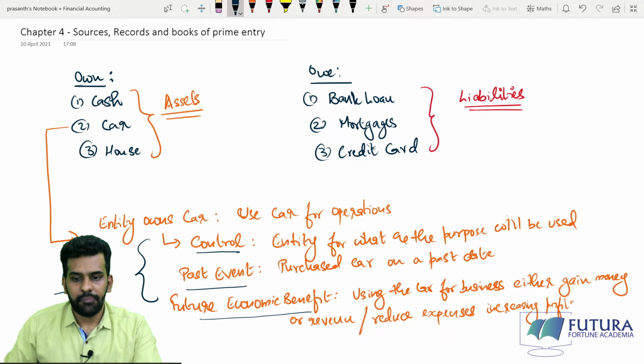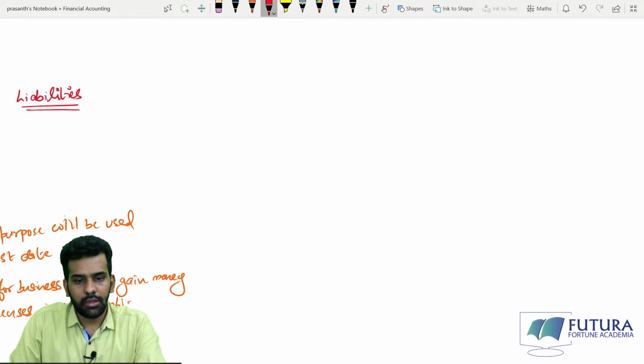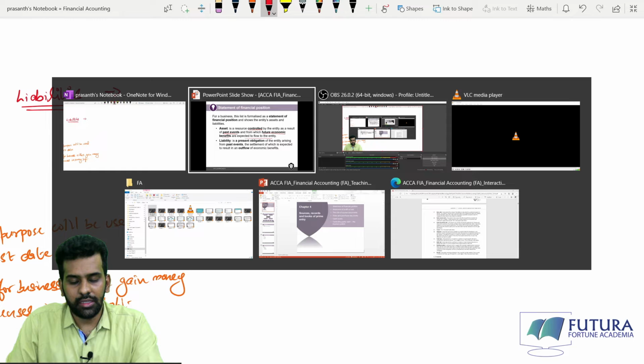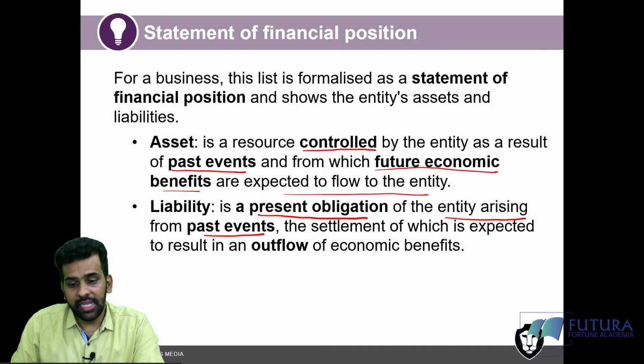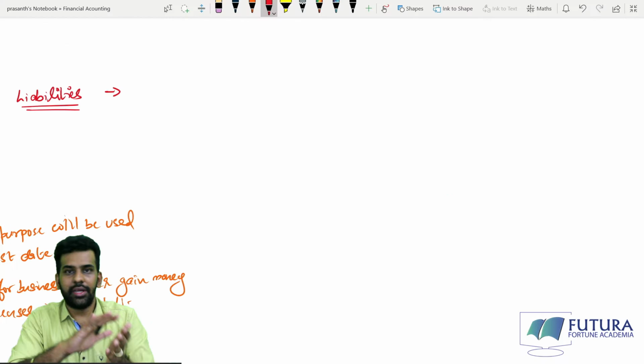What about liabilities? Let us look at the definition of a liability. A liability is a present obligation of the entity arising from past events, the settlement of which is expected to result in an outflow of economic benefits. So it's the straight opposite of an asset. So let us say you purchased this car by a car loan.